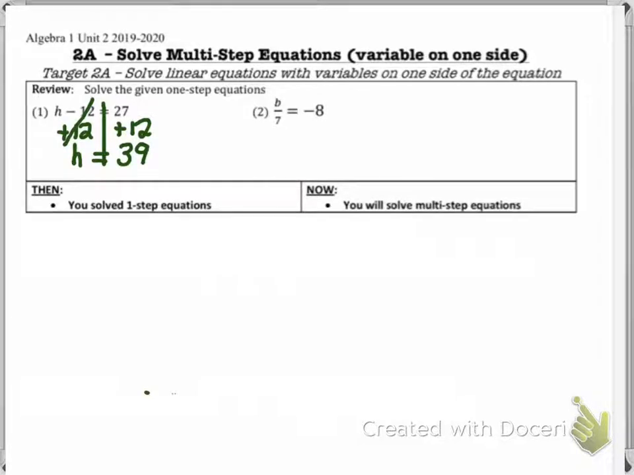Then in number 2, this one's tricky, mostly because it's a fraction that usually stumps us. So think about, well, what operation do we see? And that's division. So what I would do is multiply both sides by 7. Multiply by 7, multiply by 7. So what happens is that divide by 7 cancels. And so I just have b is equal to negative 56.